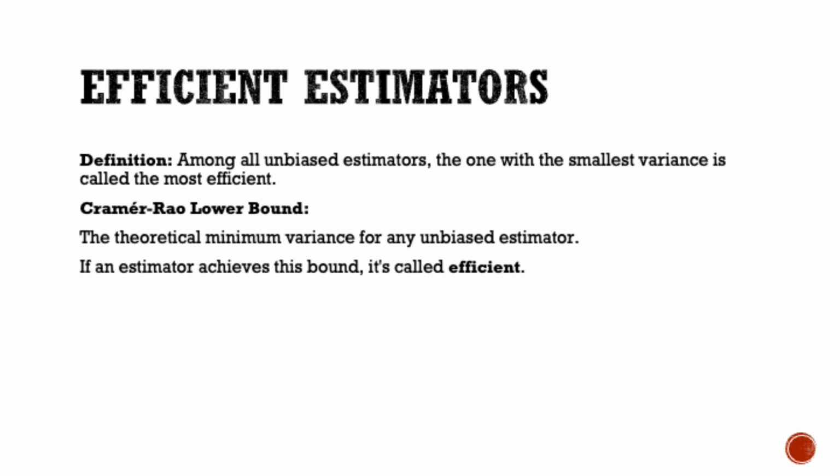Efficiency is the third important property. Among all unbiased estimators, the one with the smallest variance is called the most efficient. The Cramer-Rao lower bound gives the theoretical minimum variance for any unbiased estimator. If an estimator achieves this bound, it's called efficient.